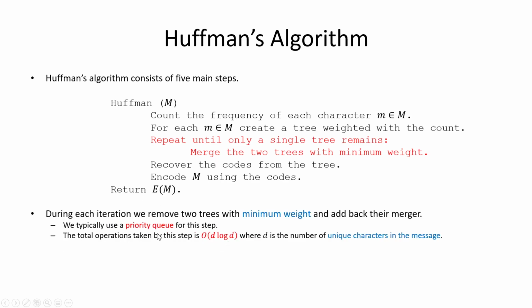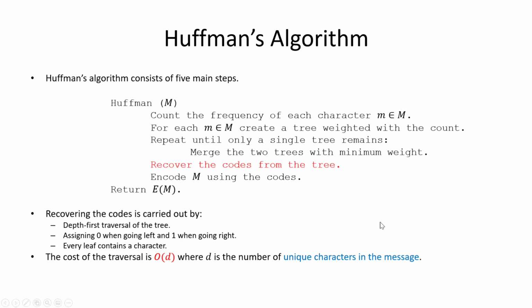I mentioned we're usually going to use a priority queue for this step because we're always trying to find trees with minimum weight, and that's what priority queues and min heaps are good for. And so for this whole step, which is the loop here, we started out with D trees, and in each iteration we eliminate one of those trees, but in each one we're performing these heap operations, so we get this D log D runtime. Again, if D is a constant, this whole thing's a constant, and we'll ignore this operation. Otherwise, we might leave it as this.